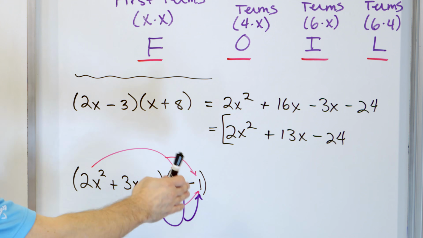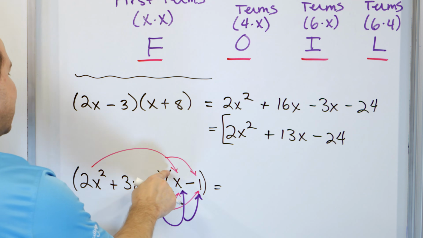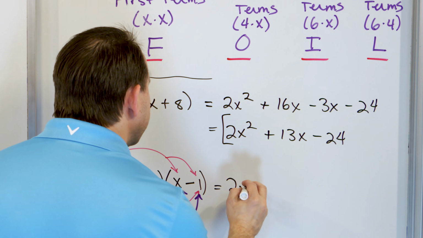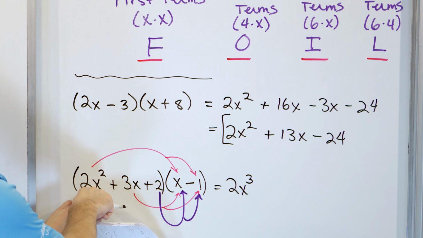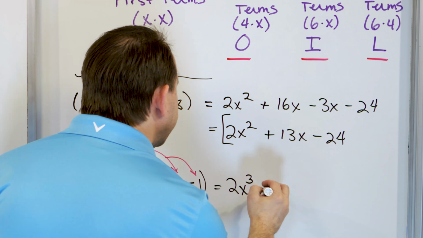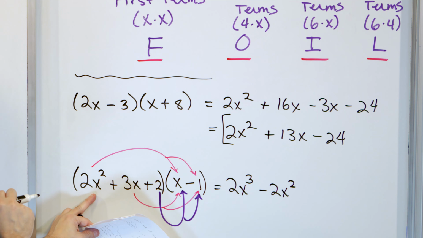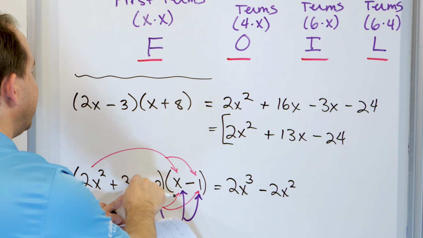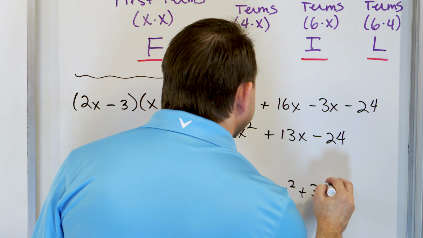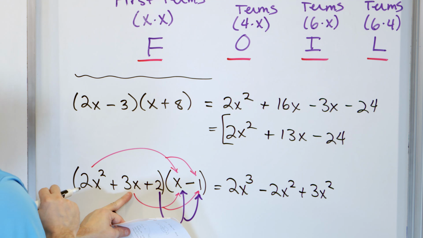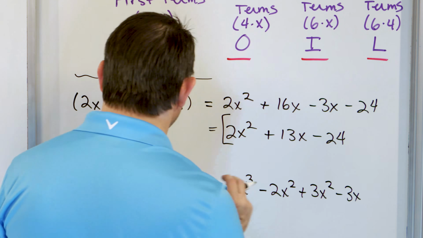So even though we're getting a little bit ahead of myself, I think it's really important for you to see 2x squared times x will give you 2x to the third power because you're going to have an adding of the exponents. Then 2x squared times minus 1 will give you minus 2x squared. Then you move to this term, and it has to go into each one as well. 3x times x is 3x squared, because x times x, you add the exponents. Then 3x times negative 1 will give you negative 3x, right?